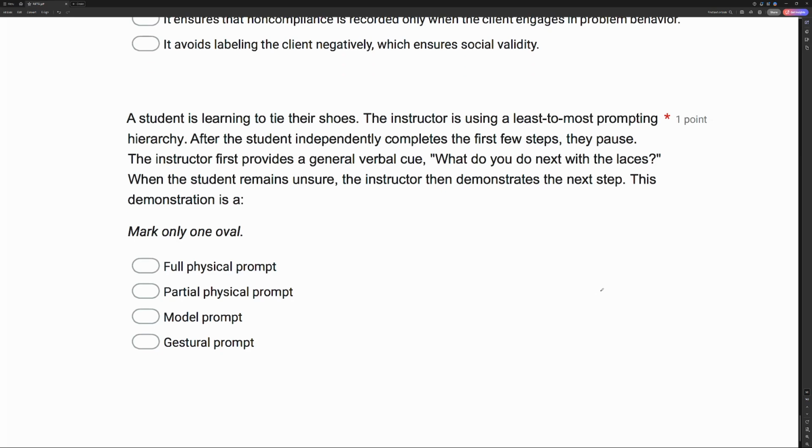A student is learning to tie their shoes. The instructor is using a least to most prompting hierarchy. After the student independently completes the first few steps, they pause. The instructor first provides a general verbal cue.